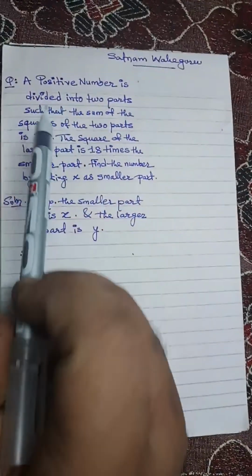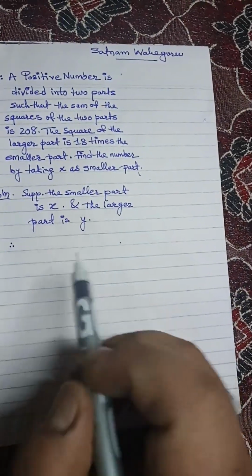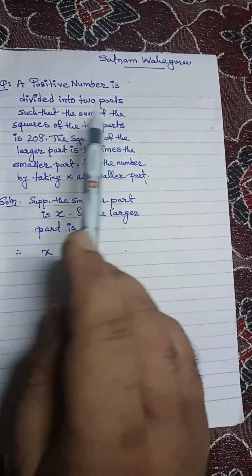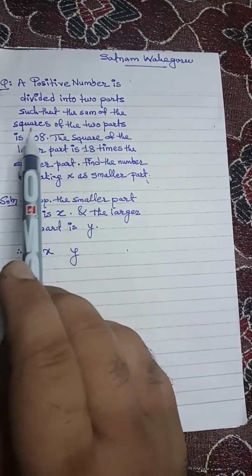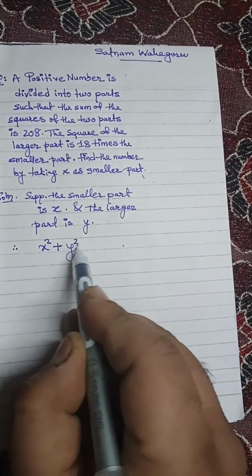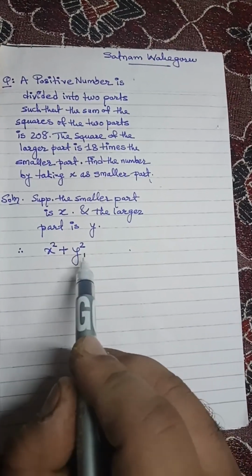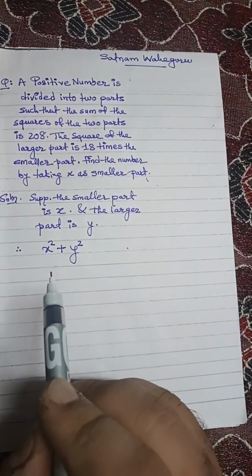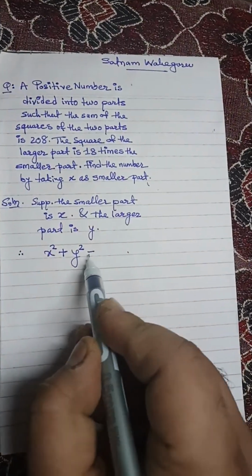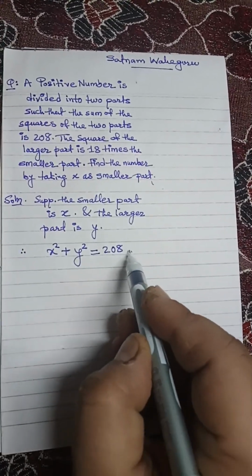Therefore, as per the first statement, a positive number is divided into two parts, and the two parts are x and y. Now these two parts have a relation: the sum of the squares of the two parts, that is x square plus y square. Square of the smaller part is x square, square of the larger part is y square, and the sum of the squares of the two parts is 208. This is your equation number 1.